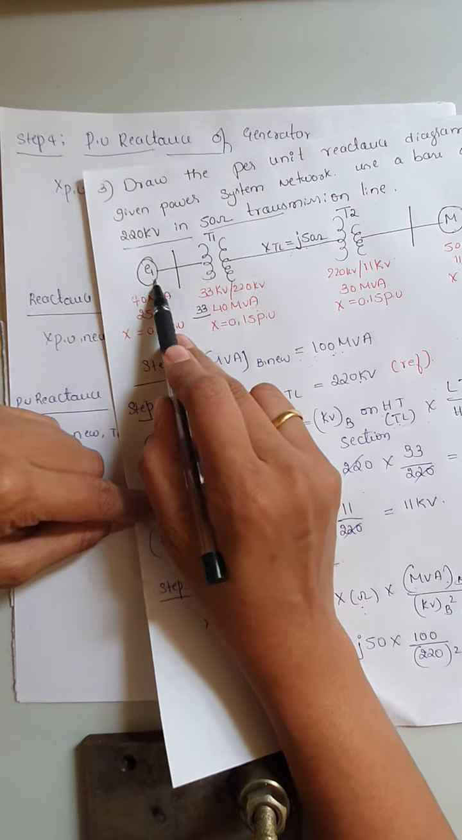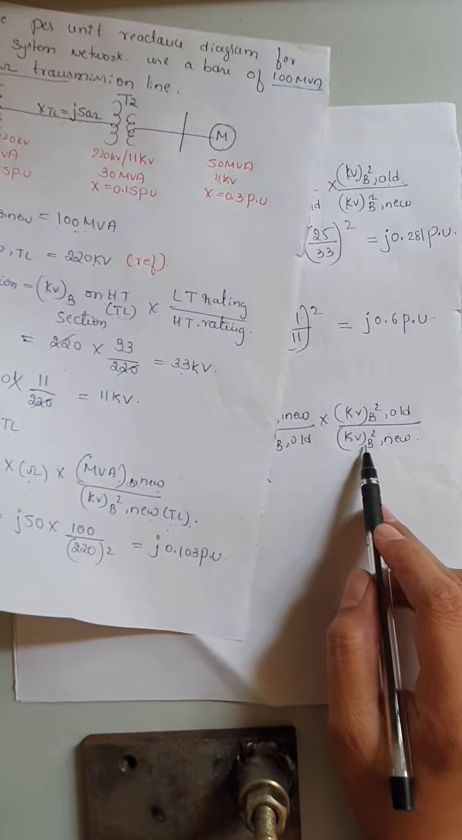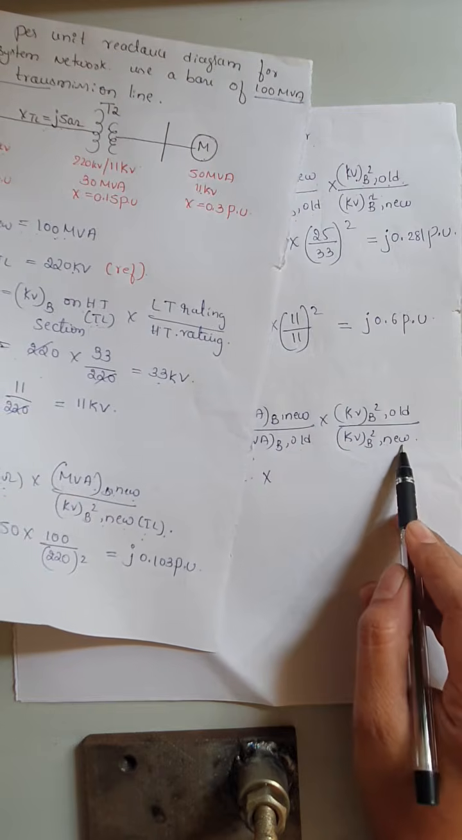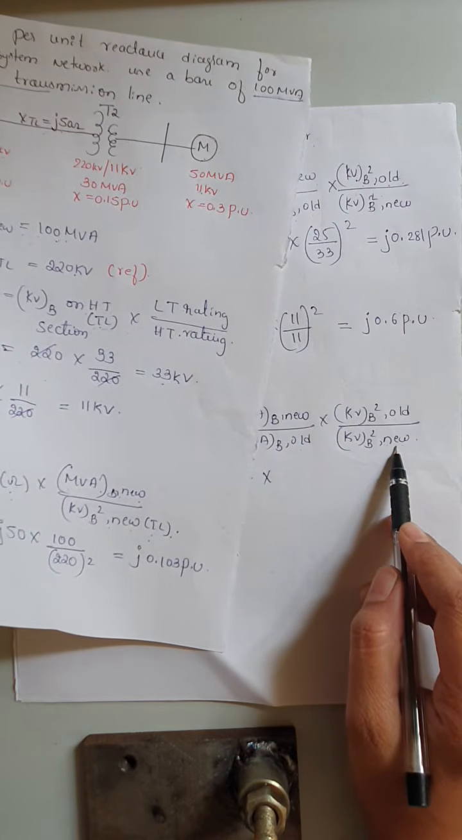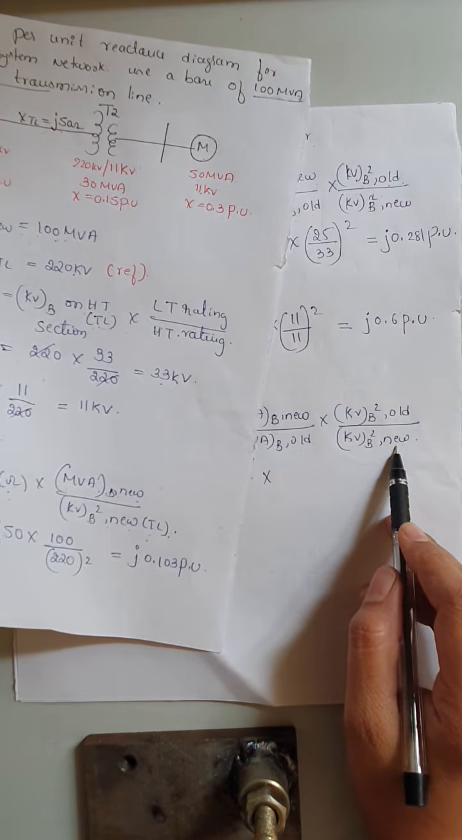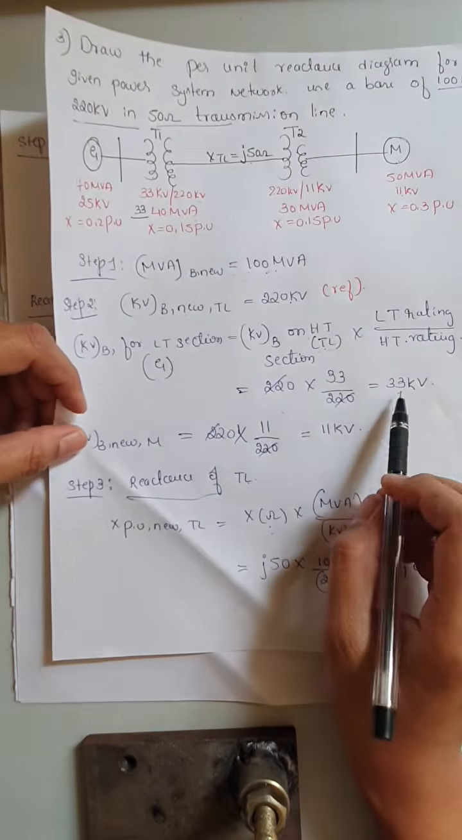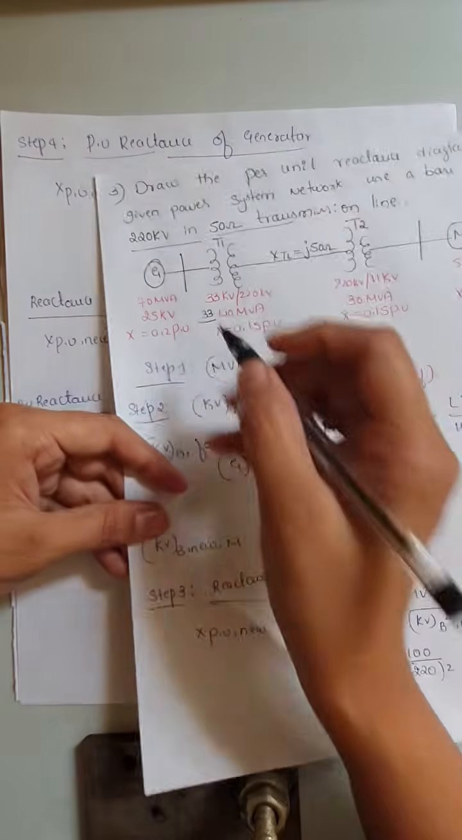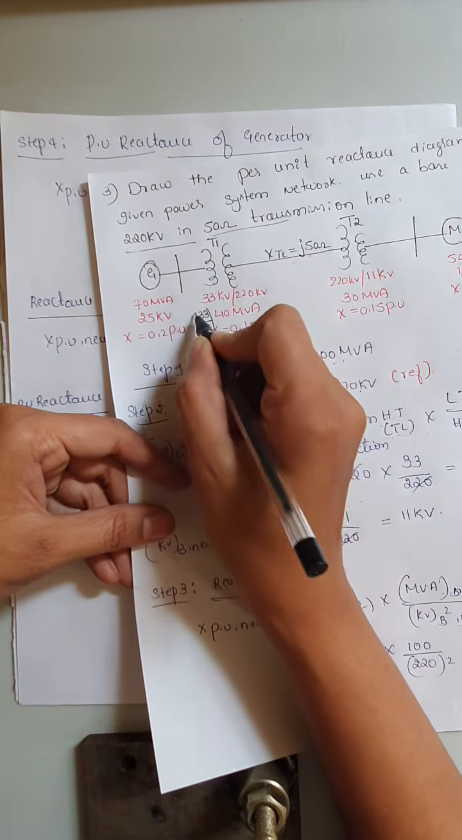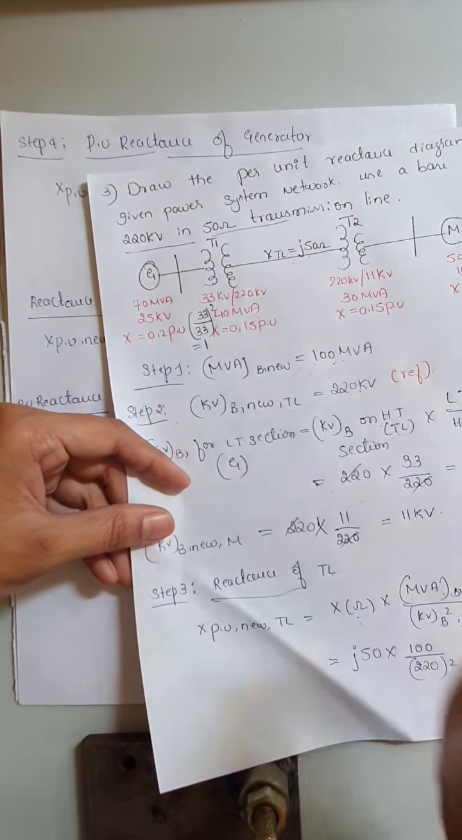Why do we have to take the new value? Look at the given formula, kilovolt base square new. You have to see the primary side transformer connected to the generator, so that generator new value is 33 kilovolt. So here you can write 33 by 33 whole square, the answer is 1.